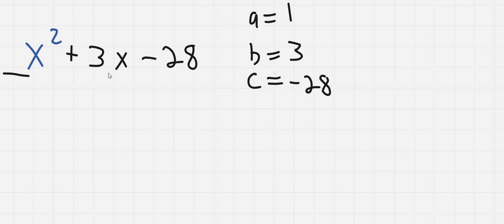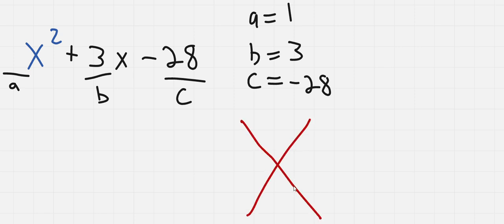All right, so once you know what A, B, and C are, now you can do something called the big X. You make a big old X on your paper, and at the top, you're going to write down what A times C equals. A will usually be 1. We'll talk about times when it's not 1, because that does make things harder. And then you multiply that times C. So this is just going to be negative 28. 1 times negative 28. It's negative 28.